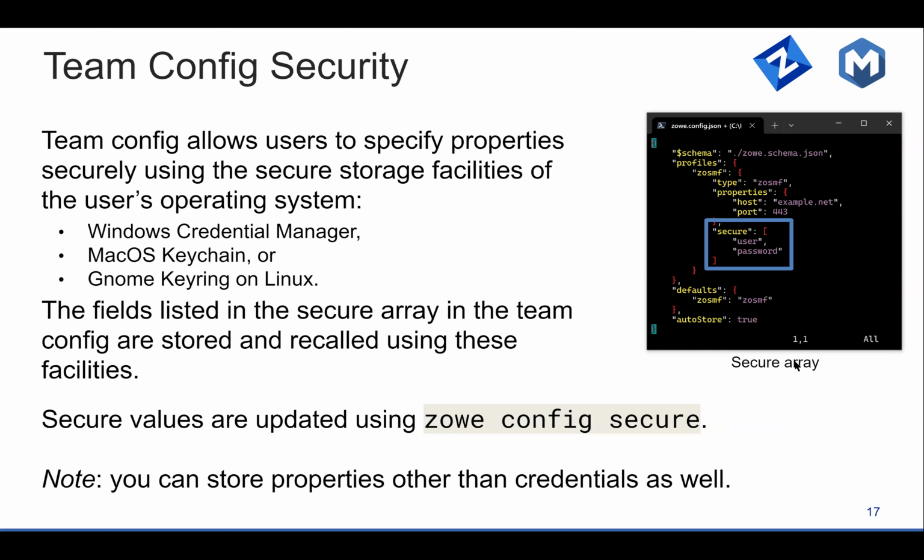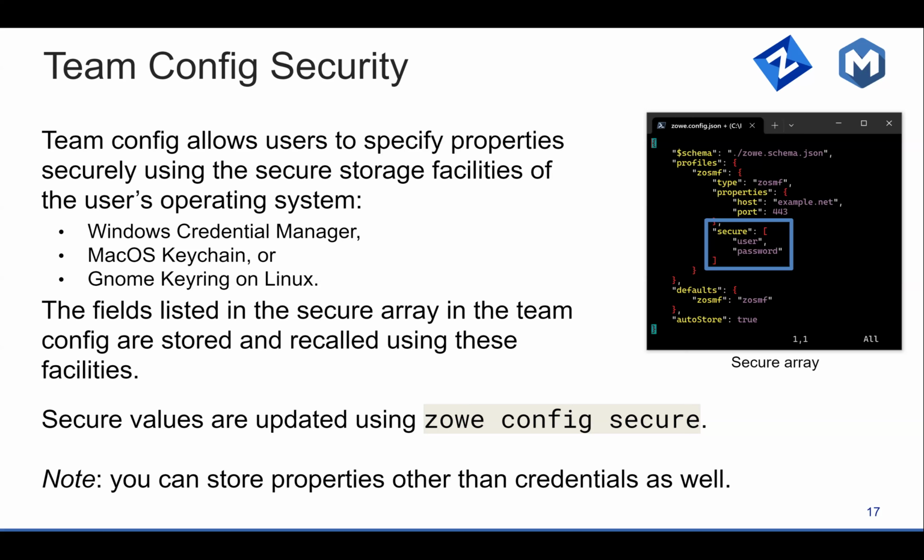But moving on, I touched on this a little bit in terms of the secure array, but we talked about service profiles and we talked about base profiles. Let's focus in briefly again on the secure values that are provided in the team config. So team config allows users to specify properties securely using the secure storage facilities of the user's operating system. And on Windows, we use the Windows Credential Manager. On Mac OS, we use the Mac OS Keychain. And on Linux systems, we use the GNOME Keyring. Again, the fields listed in the secure array are stored and recalled using these facilities.